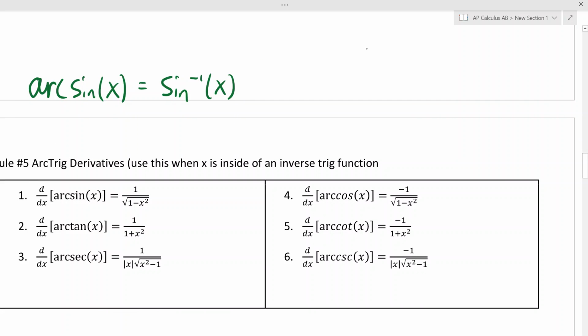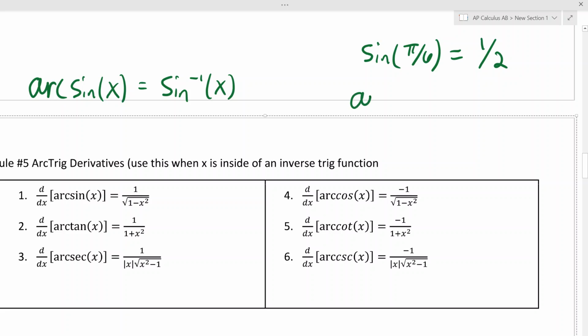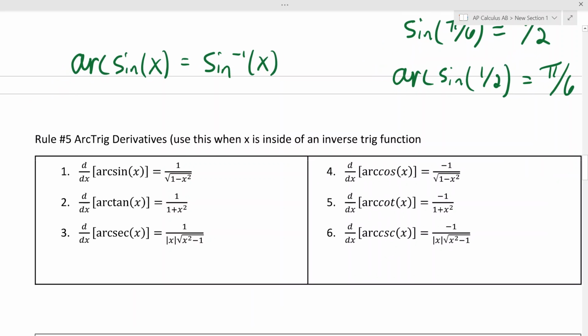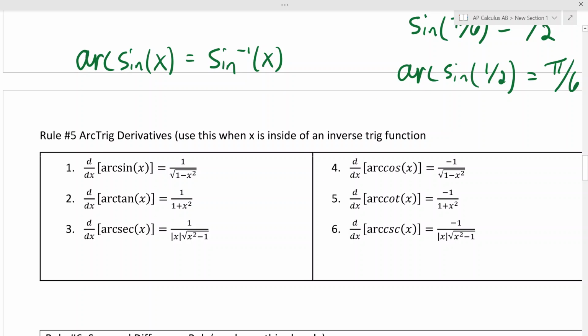So if sine of pi over 6, everybody knows instantly, is a half, then arc sine of a half, all that's asking you is where does sine equal a half for the first time? Pi over 6. That's it. That's what arcsine does. You put in the value and it spits out the angle. That's the same for all these arc functions, okay?